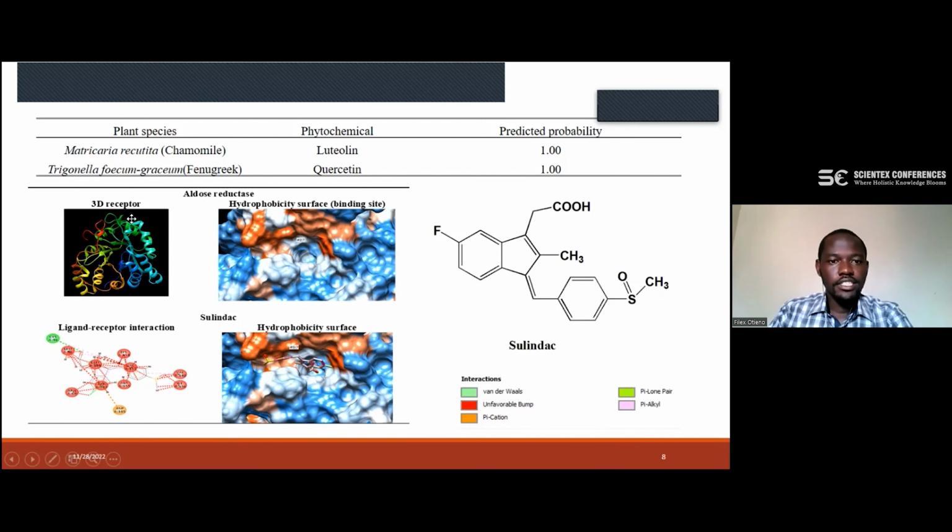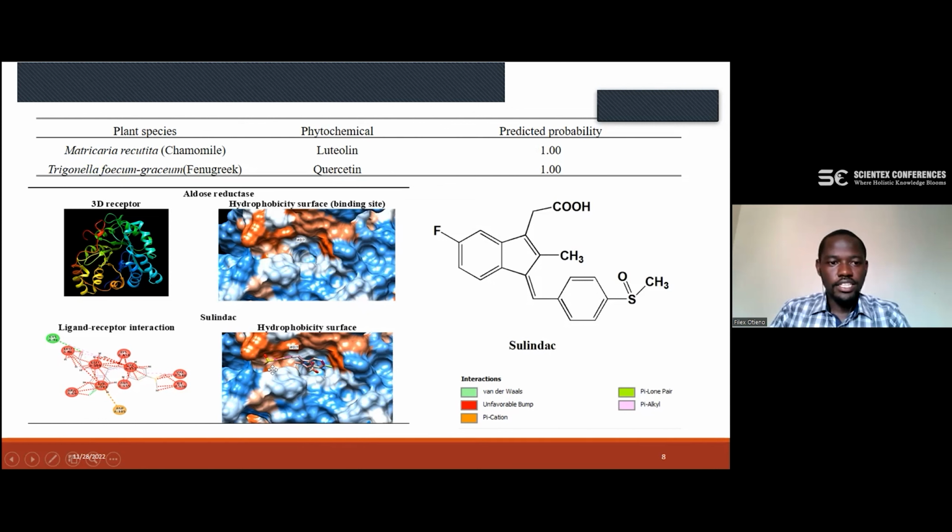For the enzyme aldose reductase, you can see the 3D structure. It's not a very big complex protein. Then the hydrophobic surface where the compounds were binding. The bluer portion represents a more hydrophilic side of the receptor, while towards the red-orange, it's more hydrophobic. White is an intermediate between the two. For Sulindac, similarly, we can see the drug Sulindac, the NSAID, binding to that pocket.